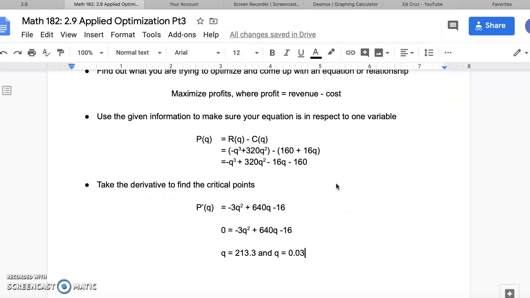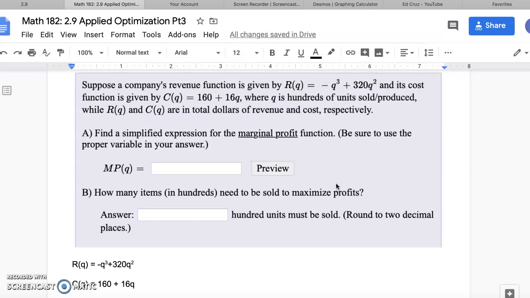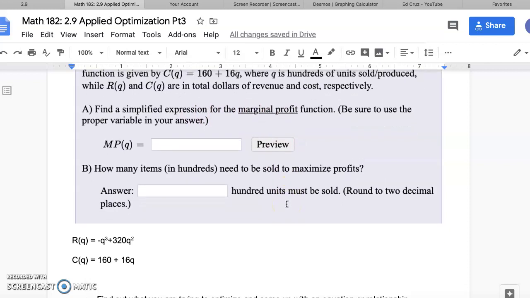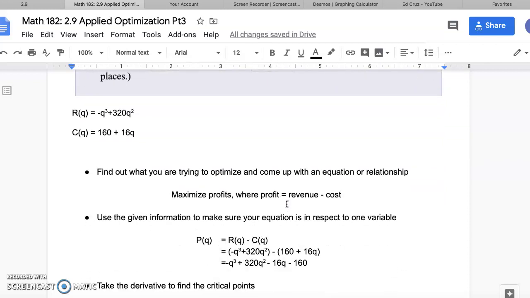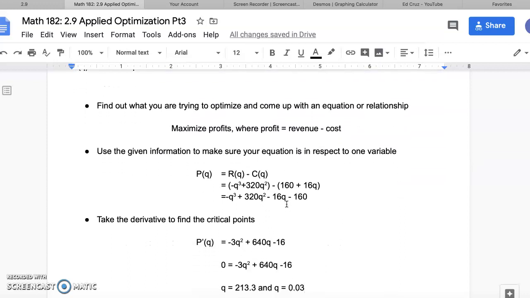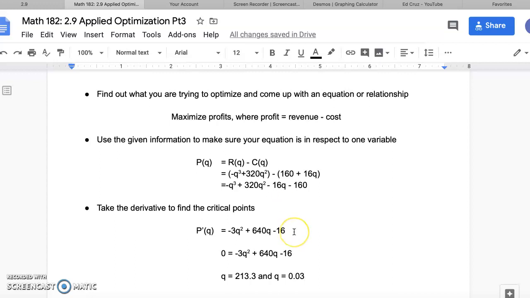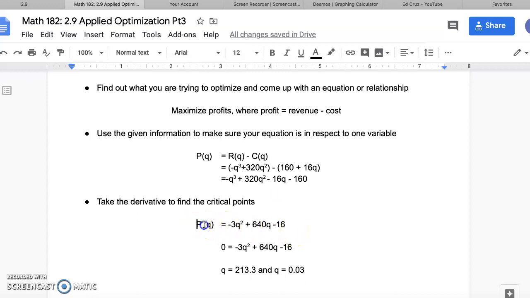Now, going back to the question here, let's make sure what we have to answer this question. It says find a simplified expression for the marginal profit. Be sure to use the proper variable in your answer. And so we see marginal profit, as I mentioned earlier, uses the derivative to estimate that. So here is our derivative, and so this would be our answer for that problem.